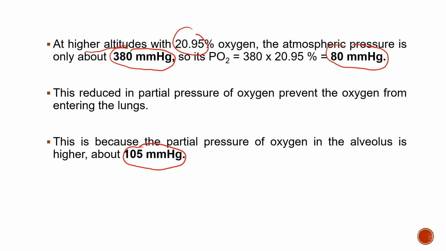So that is why mountaineers, such as those climbing Mount Everest, require an additional oxygen tank to breathe in this low-pressure atmosphere. Why? Because the pressure of oxygen is 80 outside, while inside the lung the partial pressure in the alveolus is 105. So the inside is higher compared to the outside. Therefore, gases cannot go into the lung because of this low pressure of oxygen.